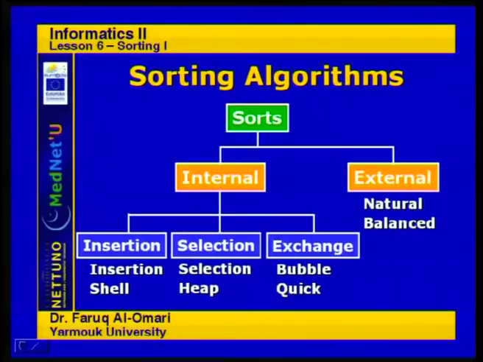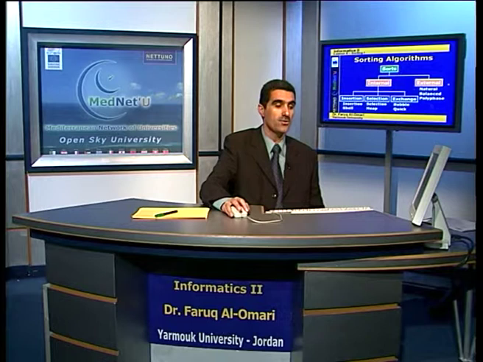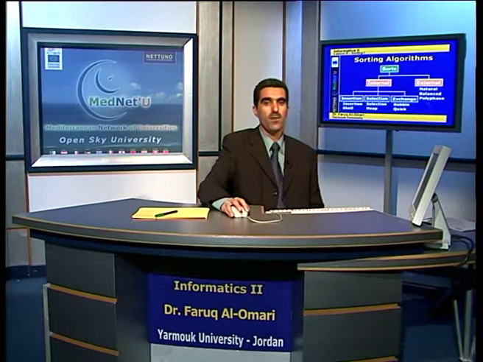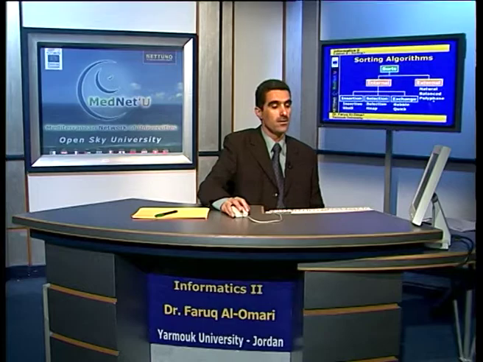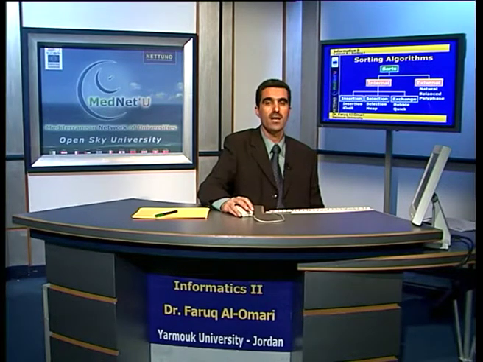The other category is the external sorts. External, where the data is huge and it can't be loaded all together into the memory, and so it's going to be sitting on secondary storage. Among the very well-known techniques in there are the natural sorting algorithm, balanced sorting algorithm, and polyphase. And there are, of course, many other techniques that came along the road, and researchers have done a great job along this direction.